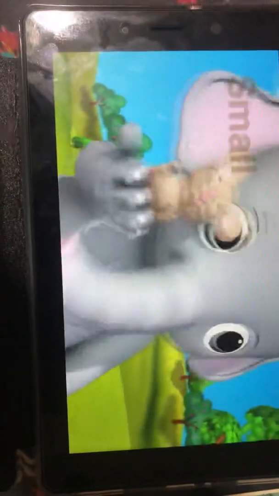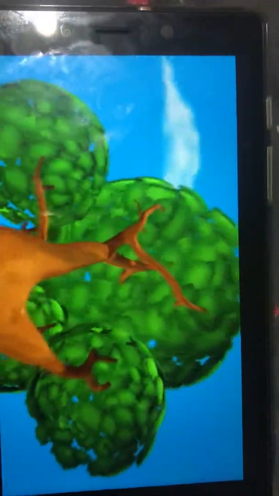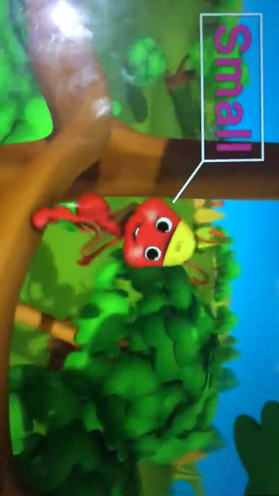The elephant is big and the mouse is small. The tree is big and the ant is small.